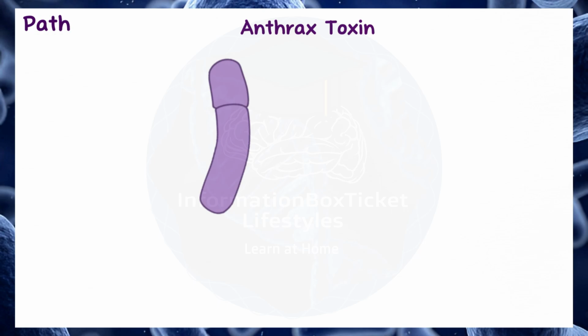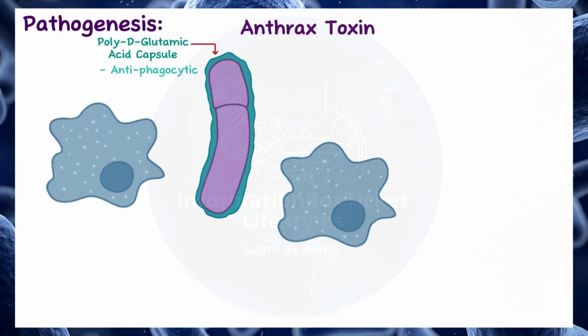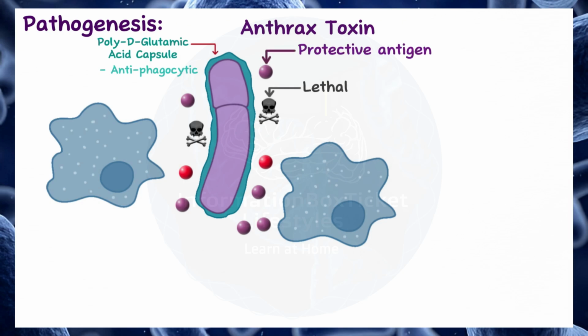In terms of pathogenesis, the active form of Bacillus anthracis first produces a poly-D-glutamic acid capsule with anti-phagocytic properties, preventing the bacteria from being ingested by macrophages once they are released from the initial macrophage. The bacterium then secretes anthrax toxin, which consists of 3 proteins: protective antigen, lethal factor, and edema factor.